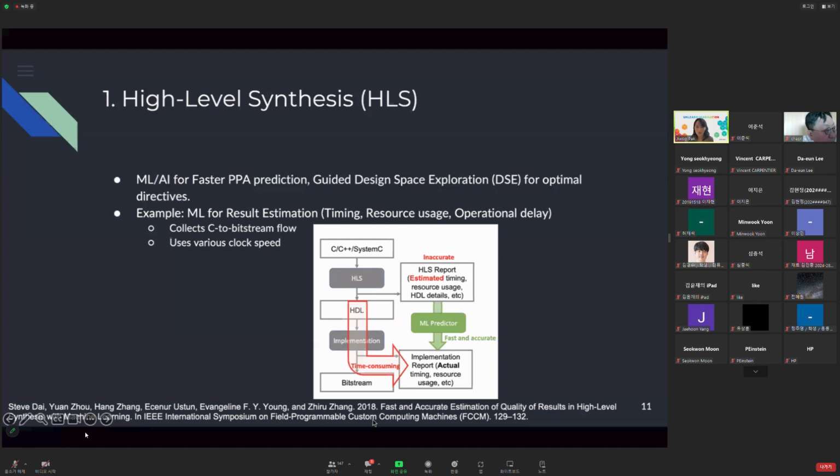So there's a paper. This is a little bit older one. This is 2018, but this is one of the earliest works in this field to use the ML prediction. And right, so they collect the C-to-bitstream flow and use this data and use various clock speeds and estimated the final result.